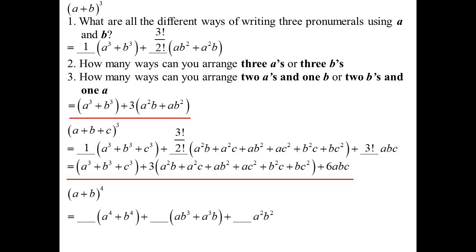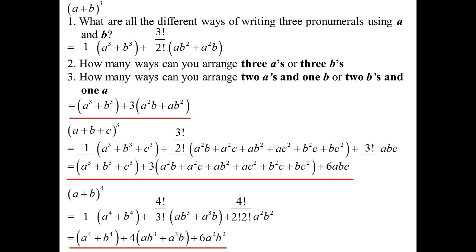So now it comes to an arrangement question. How many ways can I arrange, and I'll just use the A to the power of 4 here, 4 A's? Well, there's only one way of doing it. How many ways could I arrange 1 A and 3 B's? Well, that'd be 4 factorial divided by the repetitions, 3 factorial. How many ways could I arrange A squared, B squared? Well, that'd be 4 factorial over the repetitions, 2 factorial, 2 factorial. And there's our expansion: A to the power of 4 plus B to the power of 4 plus 4 lots of AB cubed plus A cubed B plus 6 A squared B squared.